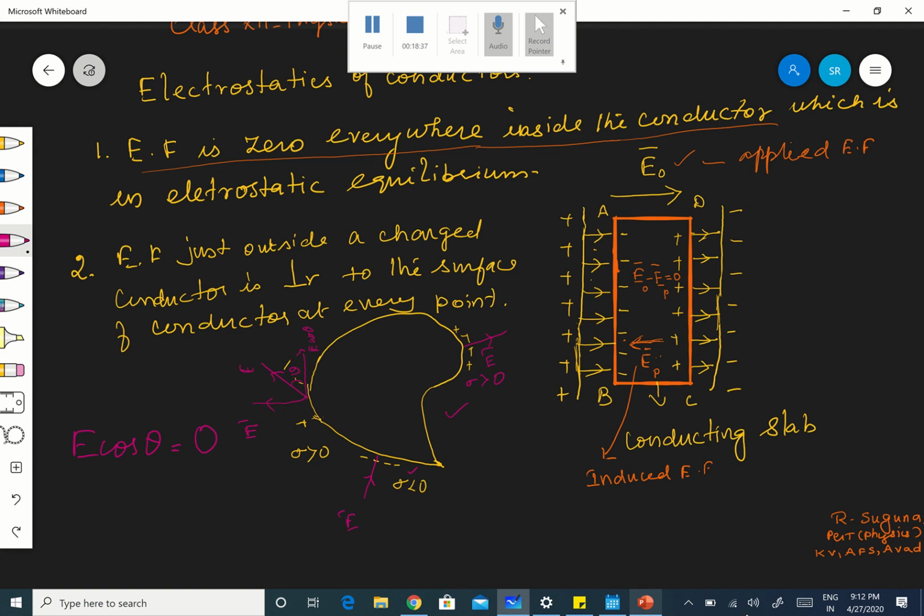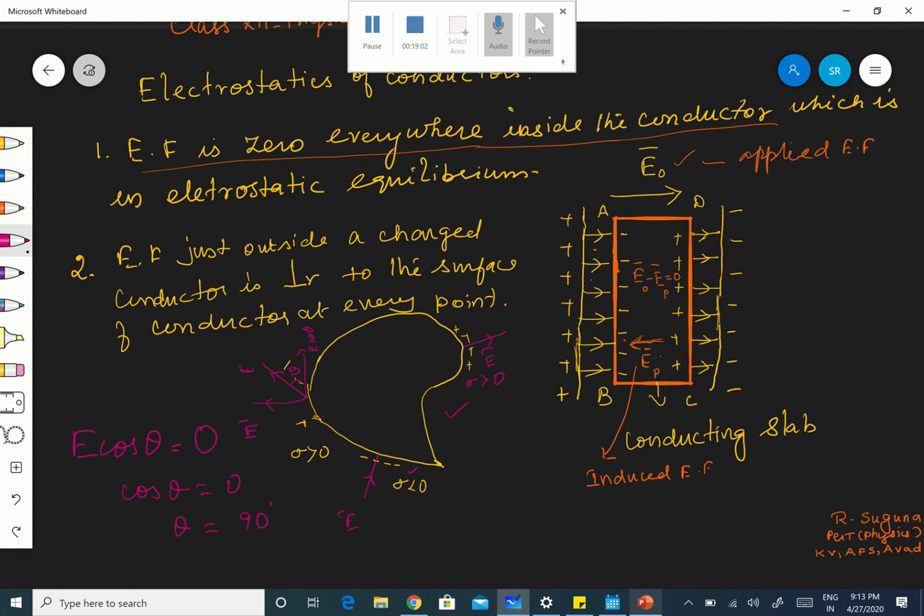Therefore what is cos theta? Cos theta is equal to 0, so theta is equal to what? 90 degrees. Theta is equal to 90 degrees, which means definitely there is no tangential component. Tangential component will not be there, means definitely theta has to be 90.